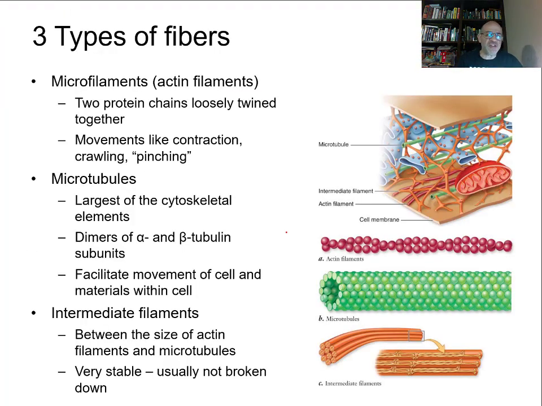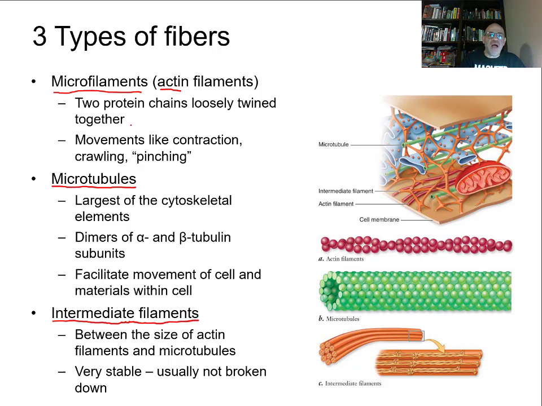So there's going to be 3 general types. You want to make sure you learn these. The thinnest or smallest diameter are the microfilaments. They're going to be made of a protein called actin. And then you're going to have microtubules. These are going to be the thickest ones, okay, in terms of their diameter. And then how are you going to remember that? The intermediate filaments. Intermediate means in between. These are going to be the middle size in diameter.